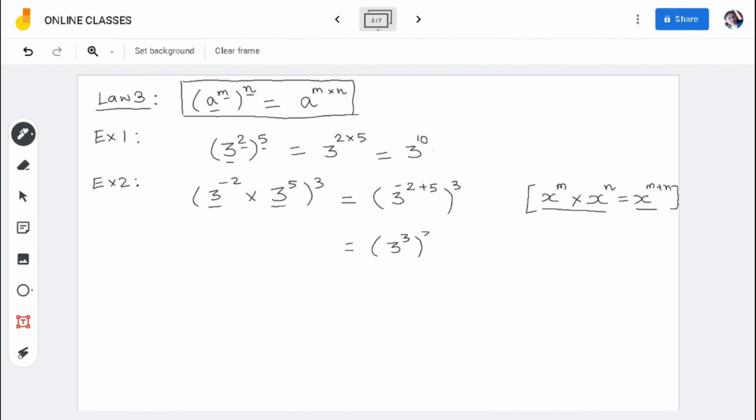Now in this case, we can apply law number 3. How can we apply it? Because instead of a, here it is given 3, instead of m it is given 3, and instead of n it is given 3. So we can write 3 to the power 3 into 3. These two will be multiplied as per the law a to the power m into n. So this can be written as 3 to the power 9. So this is the answer.